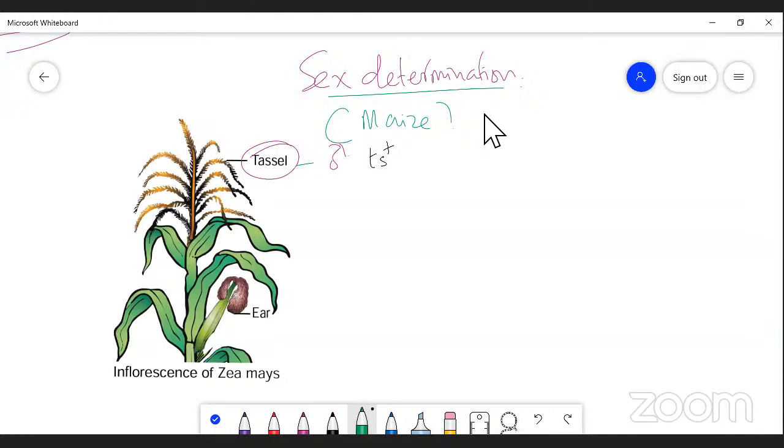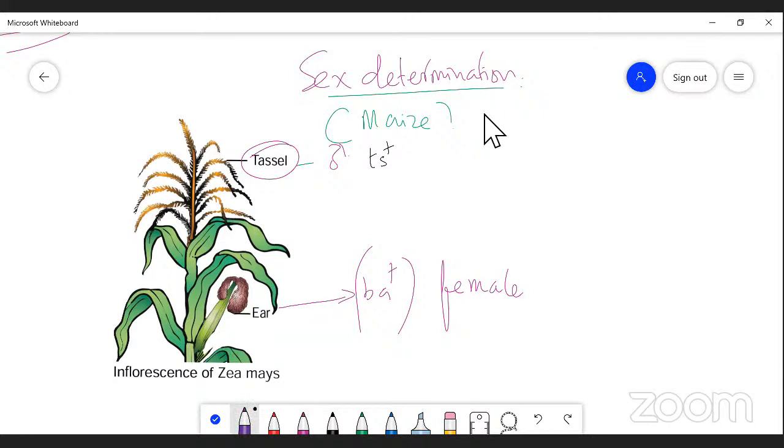And the female character or the female inflorescence is designated by BA, barren plant, right? So this BA plus indicates it's a dominant allele. BA is a dominant allele that controls femaleness. So maleness is determined by the TS dominant allele, and femaleness is determined by the ba allele. Plus indicates the dominant character, right?